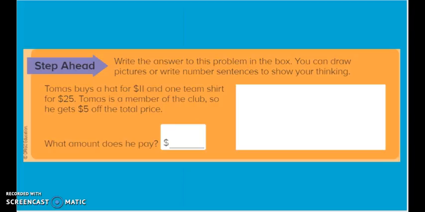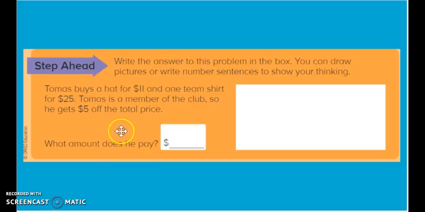Don't forget to do the step ahead at the bottom of your page. You can solve it any way you would like. It says, write the answer to this problem in the box. You can draw pictures or write number sentences or equations to show your thinking. It says, Tomas buys a hat for $11 and 1 team shirt for $25. Tomas is a member of the club, so he gets $5 off the total price. What amount does he pay?